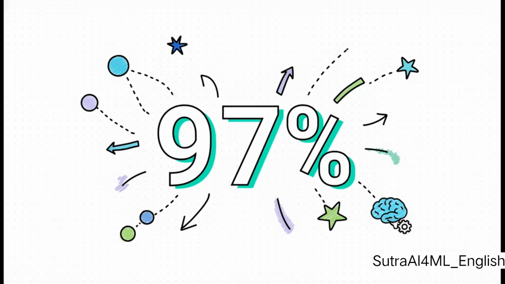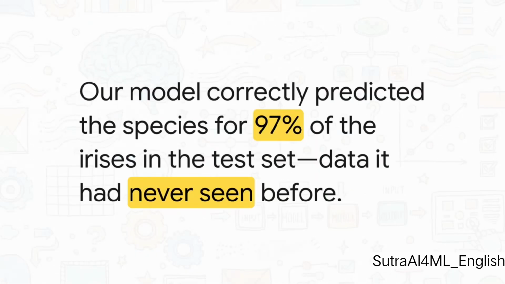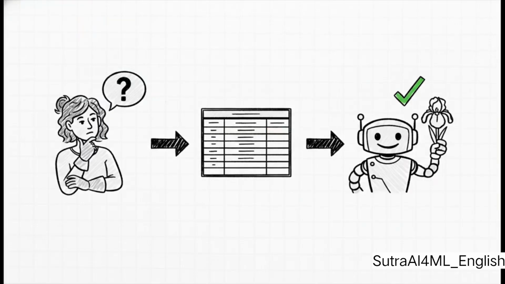Our model, just using that simple logic of finding the closest neighbor, totally passed its exam with flying colors. But what does a number like 97% actually mean? Well, it means that for all the irises in that test set, data the model was completely blind to, it correctly identified the right species 97% of the time. This proves it didn't just memorize the training data, it actually learned the general patterns. It can generalize.